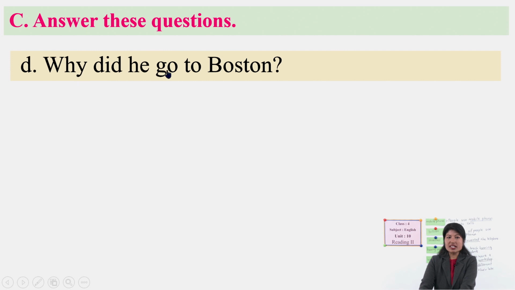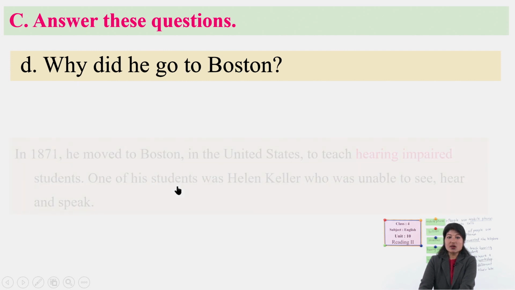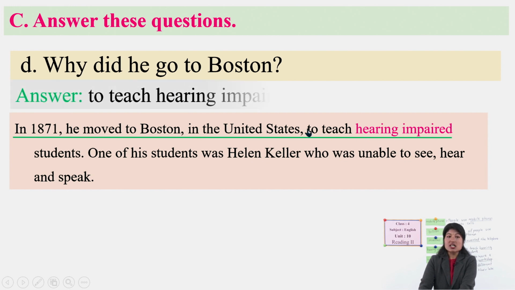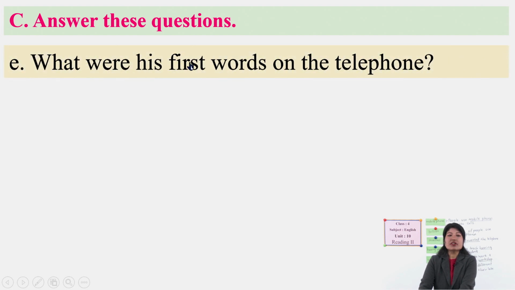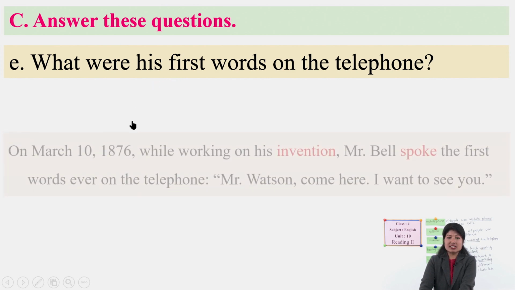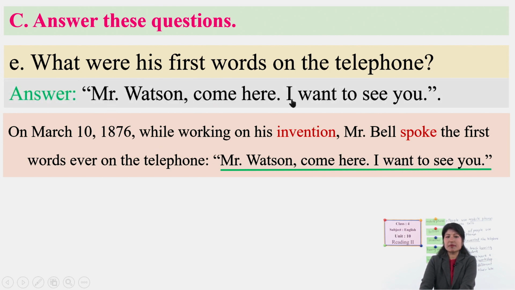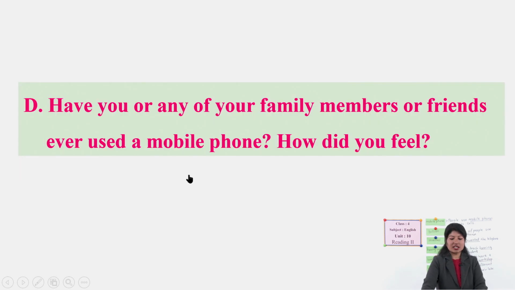Number D. Why did he go to Boston? So your answer is around here. Yes. So to teach hearing impaired students. Moving to number E. What were his first words on the telephone? We discussed in table filling also, right? This one, you can find in last paragraph, last line. The answer is this one. That means, Mr. Watson, come here. I want to see you. Okay, we have done with question answer session.